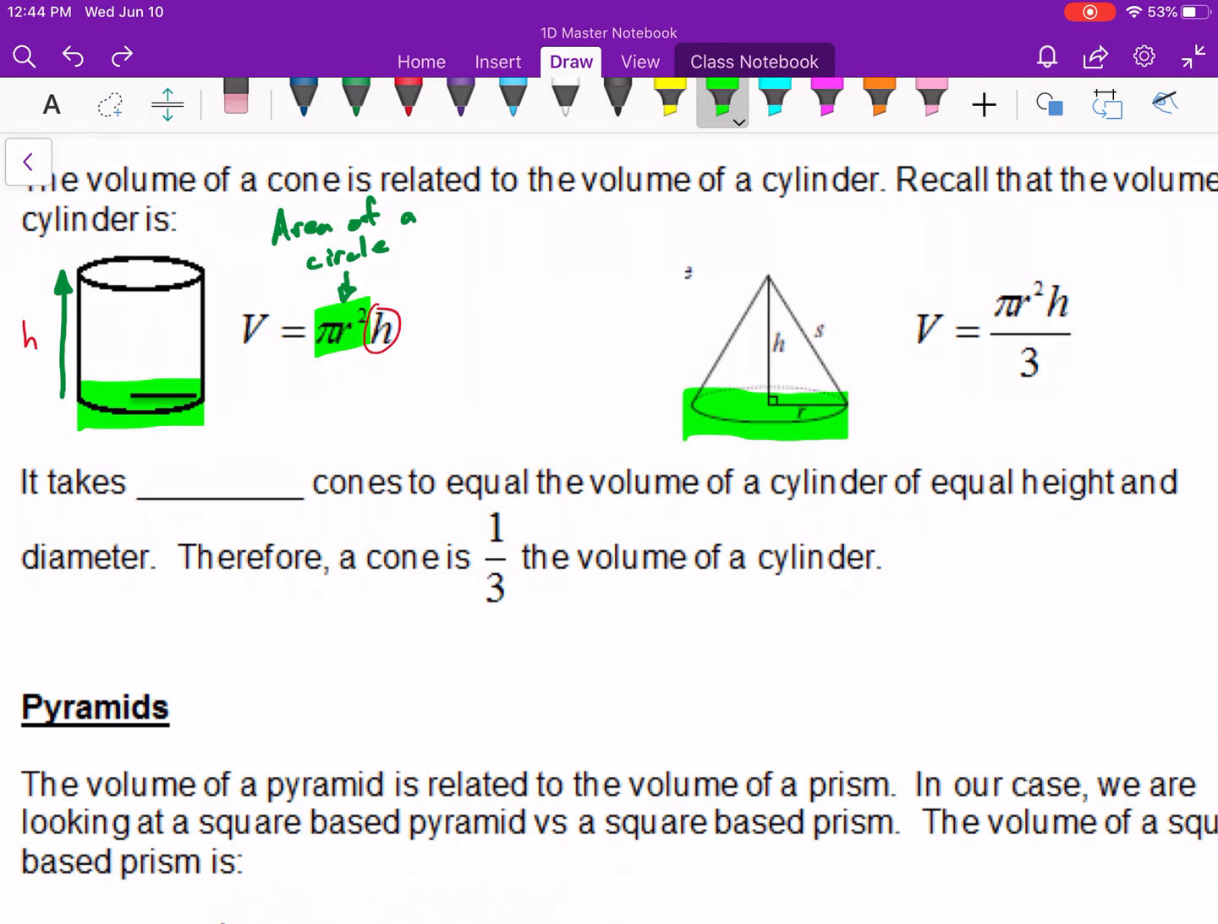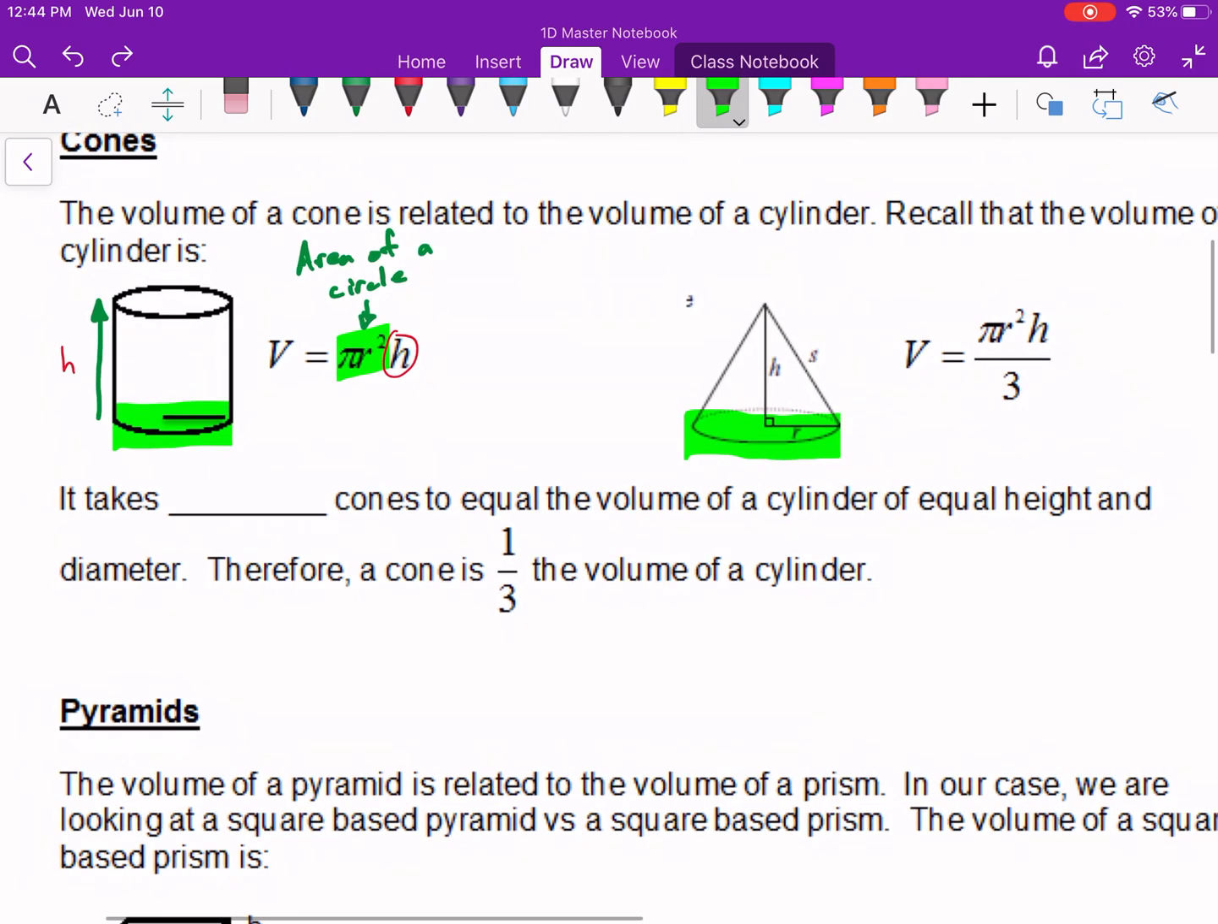So again, take a look at those two pictures. Imagine that those two pictures, one cylinder, one cone, were the exact same height, and they had the exact same area circle associated with them. The cone is going to be exactly 1/3 of the volume of the cylinder. So with that in mind, all we have to do is take the circle volume formula, and just transport it over here, pi r squared times h. But now we're going to divide it by 3 because it's 1/3 of the volume. So it takes 3 cones to equal the volume of a cylinder of equal height and diameter. Therefore, a cone is 1/3 the volume of a cylinder.